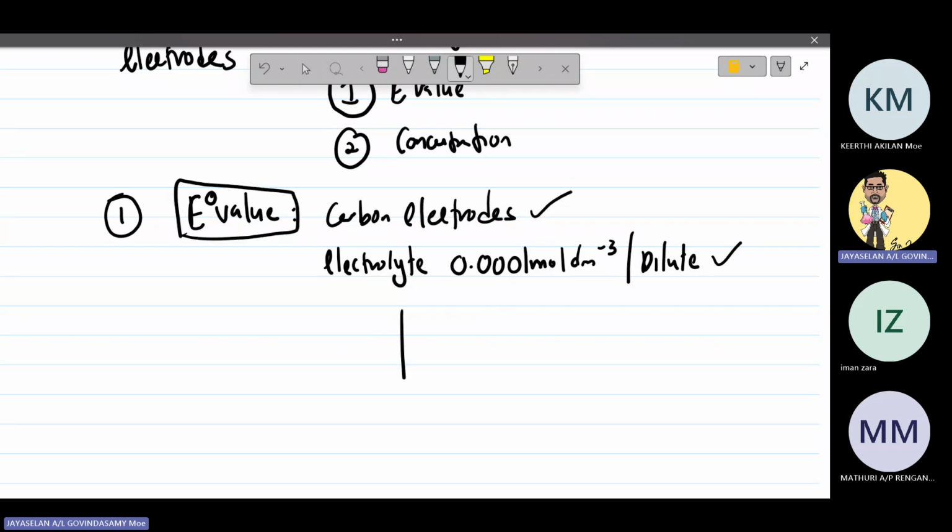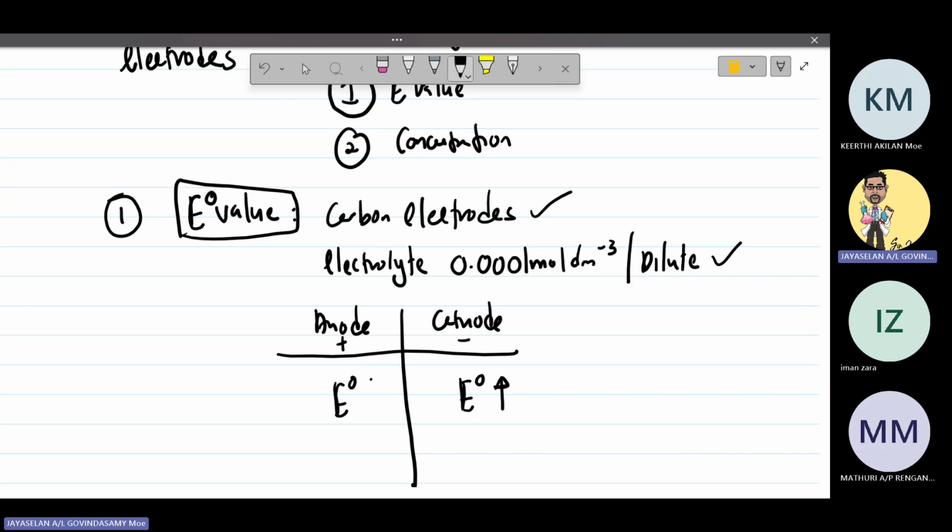Kalau confirm factor 1 means you buat apa? You letak di sini anode, positive, cathode, negatif. Saya buat cathode dulu. Cathode pilih E0 value paling tinggi, more positif. Anode pilih E0 value paling rendah. Ini factor 1. Okay. Hafalkan.